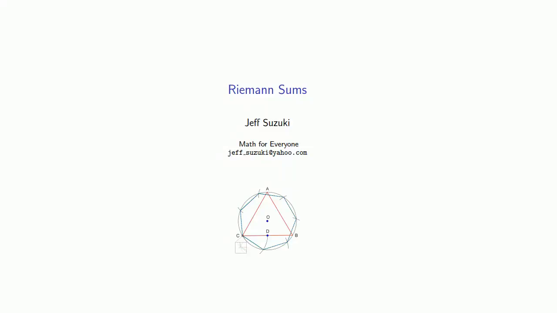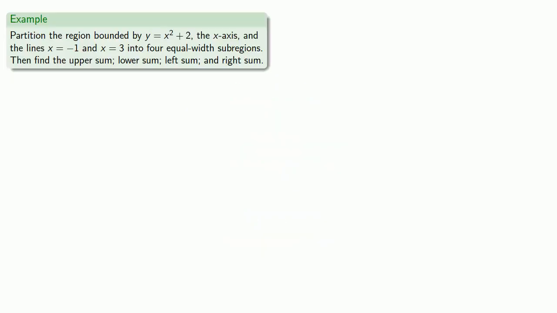So let's find the areas of some regions. So here's a bounded region, and suppose we want to partition it into 4 equal width subregions, and then use these subregions to approximate the area by finding the upper sum, the lower sum, the left sum, and the right sum.